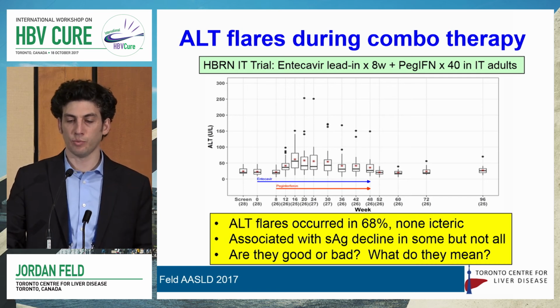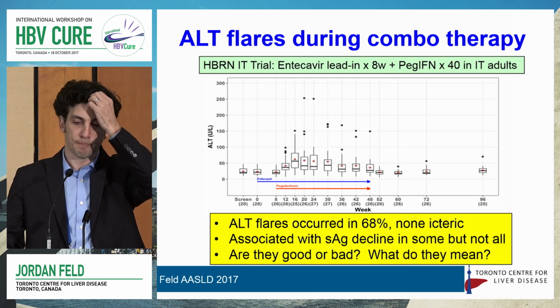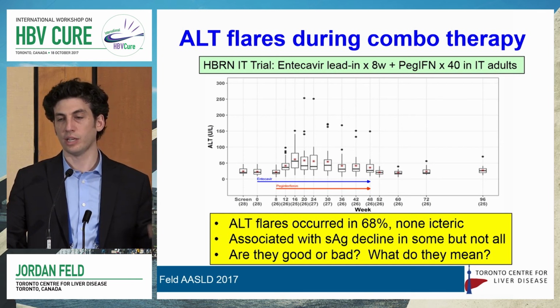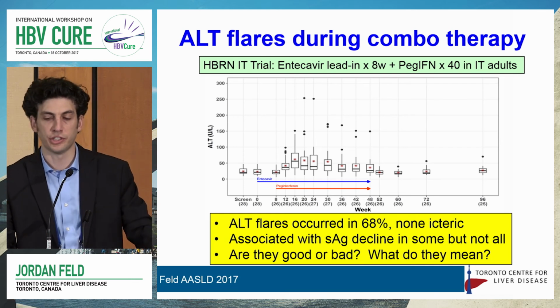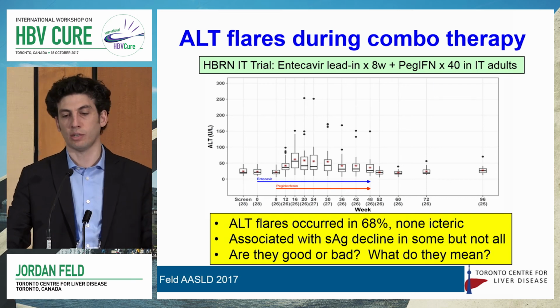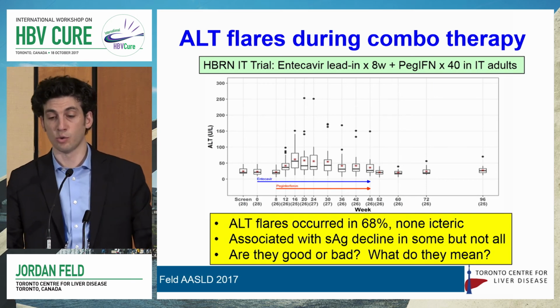So this is a study that we did with the Hepatitis B Research Network, and this was in immune-tolerant patients who received a lead-in with entecavir for 8 weeks and then had add-on peg interferon for an additional 40 weeks in these patients that were immune-tolerant at baseline, so effectively a normal ALT.